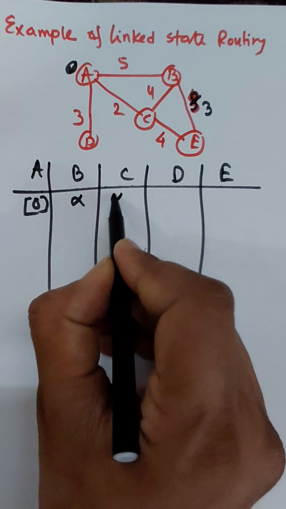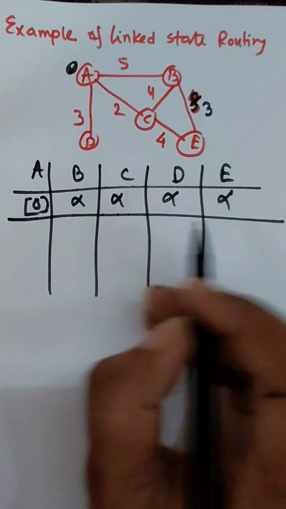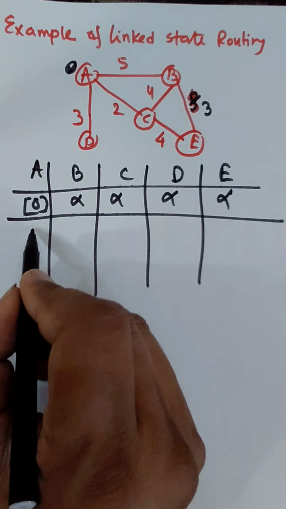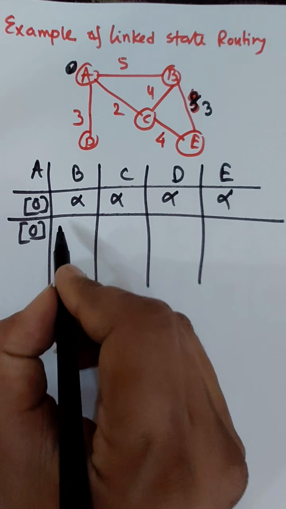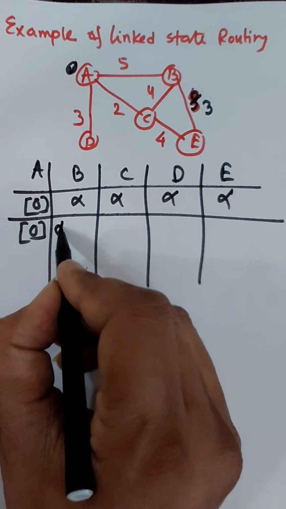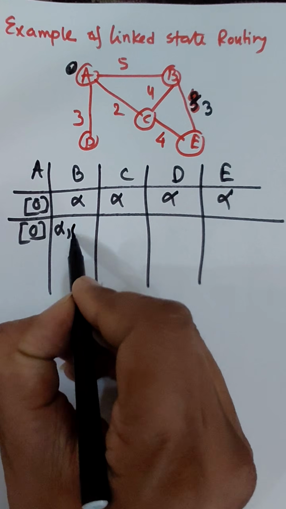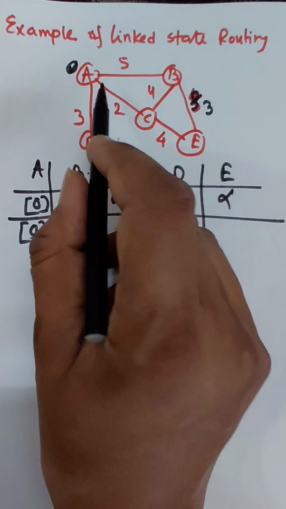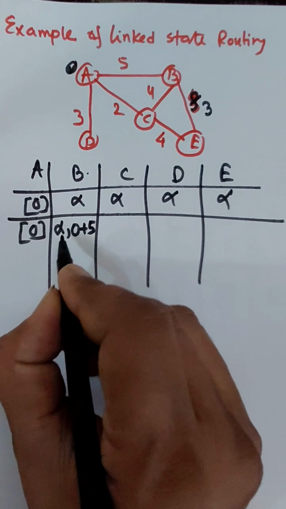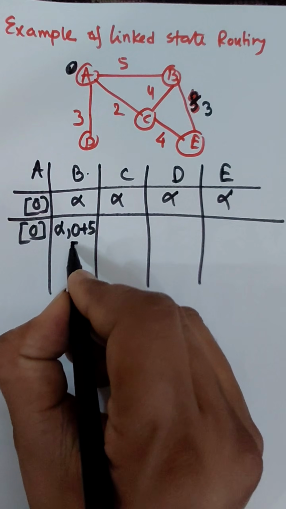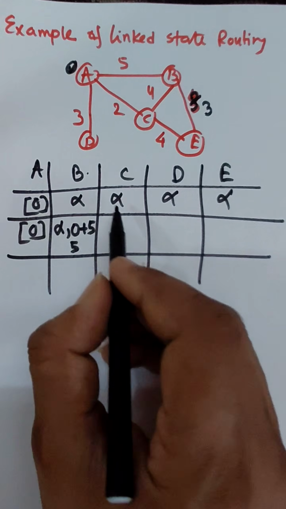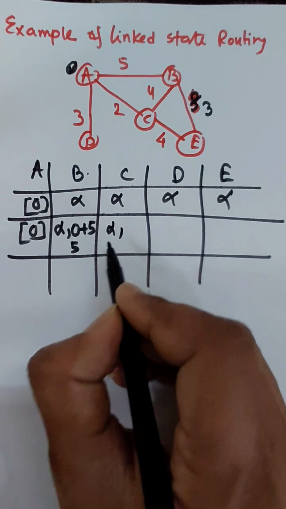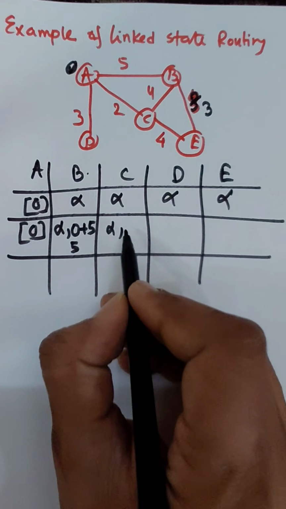And A to B is infinity, infinity, infinity, infinity. Next one, 0 is permanent, so it is initial. Considering B, this is the previous cost, infinity, 0, and distance for A to B. Distance for A to B is 5, and infinity comma 0 plus 5 is 5. Minimum cost is 5.